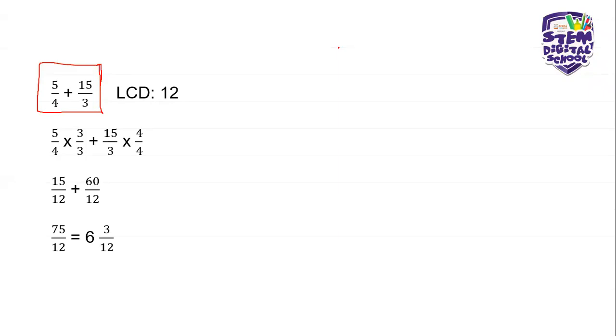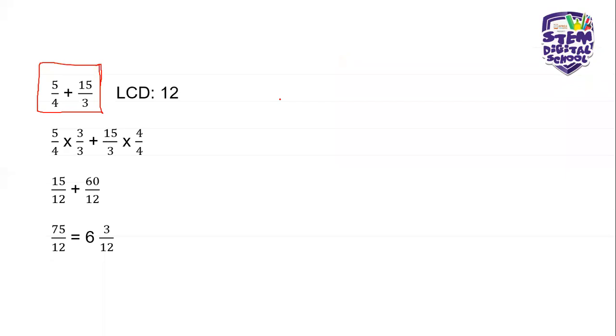What is my next step? Plan A of me just adding the numerators won't work out. So what do I need to do first? Find the common denominator. Exactly. So my next step is to find the common denominator.